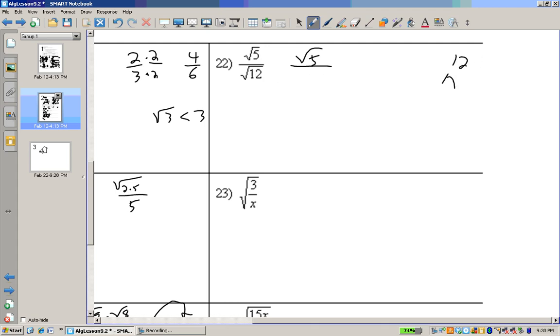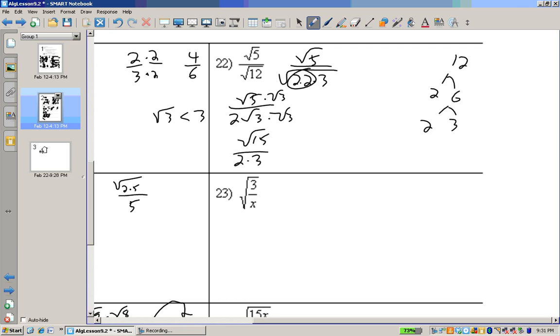So 12 is going to be 2 and 6, 2 and 3. So we have 2 times 3. And so 2 are inside, we'll pull 1 outside. And now we have to get rid of the square root of 3. So times the square root of 3 times the square root of 3. 2 inside, pull 1 outside. So that's 2 times 3 over square root of 15. 2 times 3 is 6.